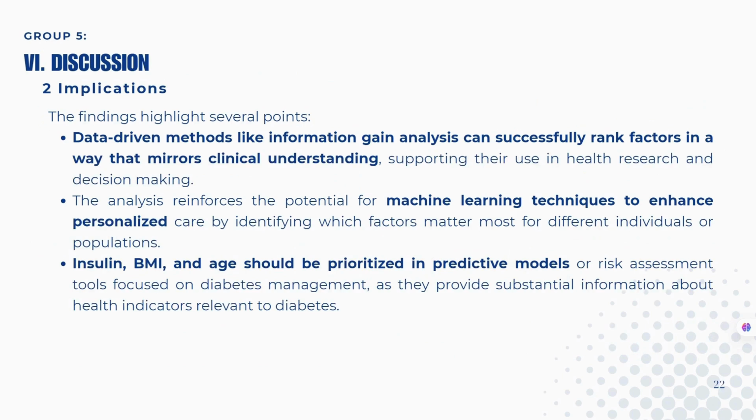There are a few implications that we can highlight in our research. Data-driven methods, like information gain analysis, can successfully rank factors in a way that mirrors clinical understanding, supporting their use in health research and decision-making. The analysis reinforces the potential for machine learning techniques to enhance personalized care by identifying which factors matter most for different individuals or populations. Insulin, BMI, and age should be prioritized in predictive models or risk assessment tools focused on diabetes management, as they provide substantial information about health indicators relevant to diabetes.